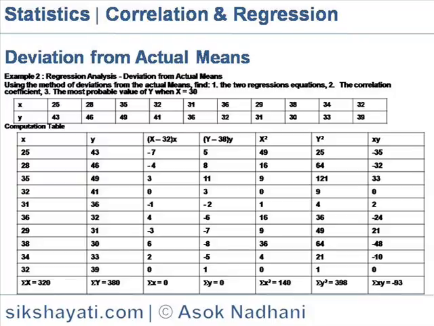In the first column we have the value of x, the second column the value of y, in the third column we have the deviation from mean, that is x minus 32, and the next column gives the deviation of y from mean 38. The next column gives x square, the square of the deviation of x, the next column gives y square, that is the square of the deviation of y, and the next column gives the value of xy. The last row shows the sigma value, that is the total value of the respective column.